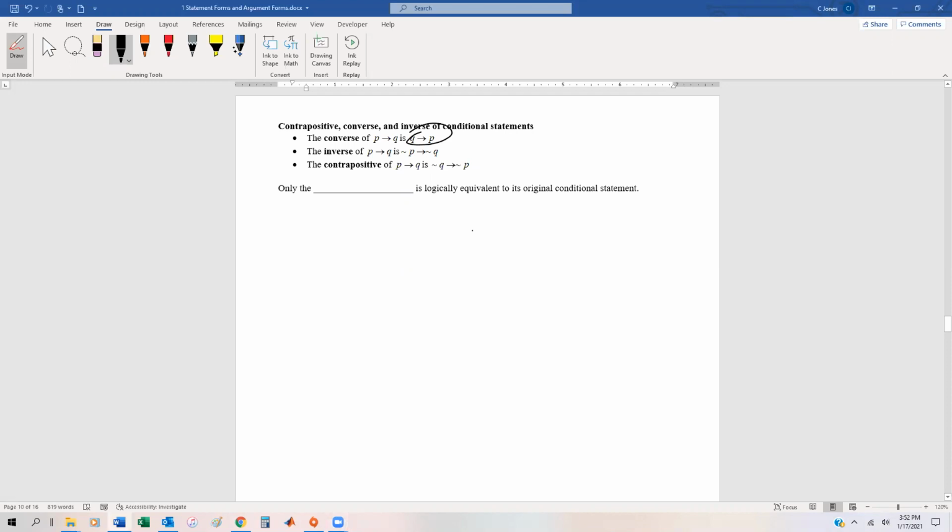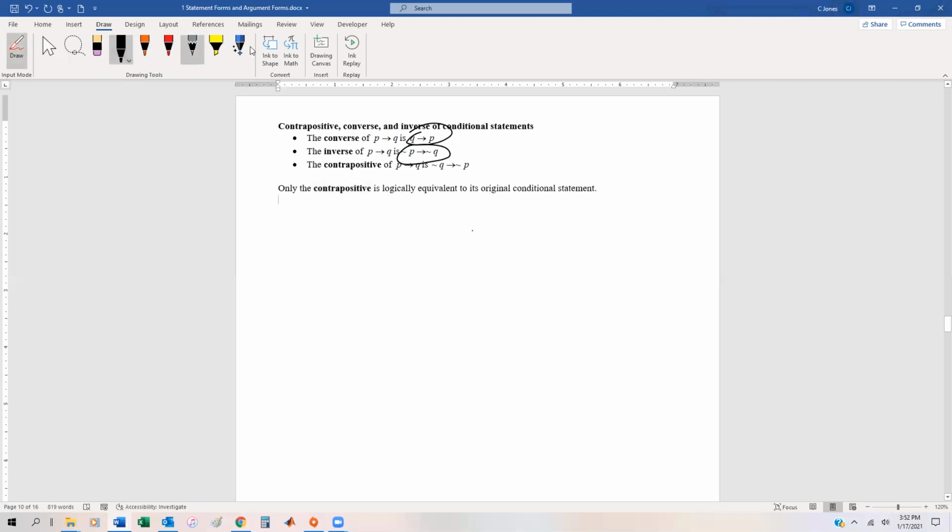The inverse states that if P implies Q, then you keep the antecedent as well as the conclusion in the same order, except you just negate those. And then finally, the contrapositive flips the antecedent and the conclusion, but then it also negates those. Of those three, the only one that's logically equivalent to the initial statement is the contrapositive. I'm going to show you in a moment that that's true. So only the contrapositive is logically equivalent to the original conditional statement.